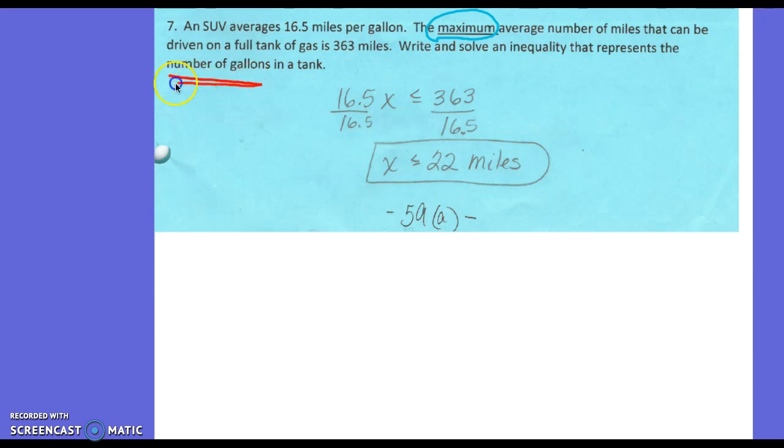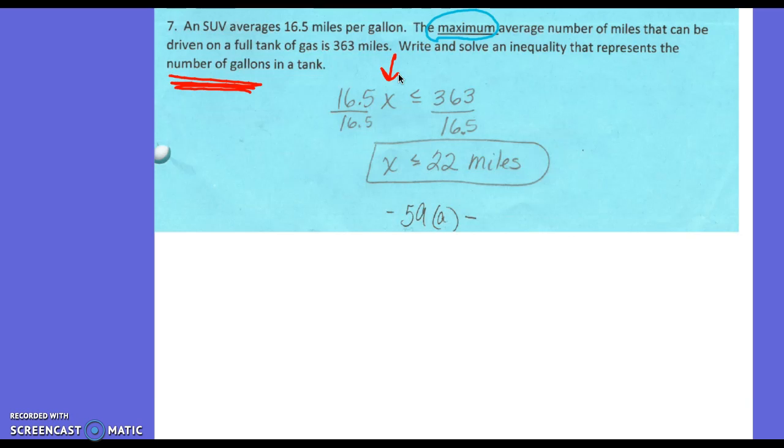We don't know the number of gallons, but to figure out how far you would go, you would just take 16.5 and times it by however many gallons that you have. So since we don't know that, we're going to do 16.5 times x. And the keyword maximum, maximum means less than or equal to. We learned, if you think about that, maximum means that's the highest it can be. It can be anything lower, but that's the highest it can be.